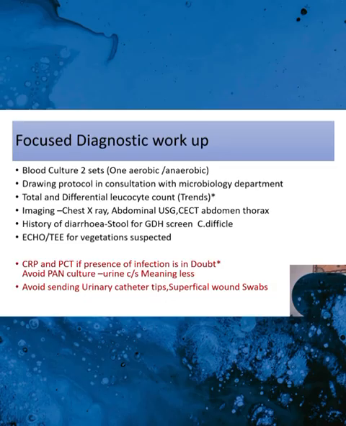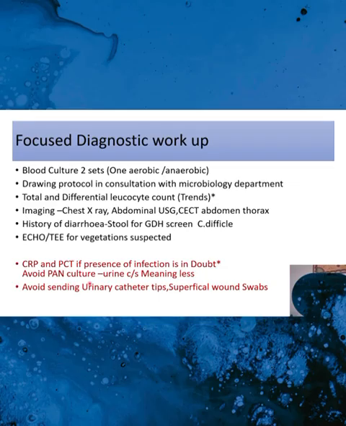If there is a history of diarrhea, glutamate dehydrogenase is a very good sensitive screening test for stool for Clostridioides difficile infection. Echo and TEE if you are suspecting vegetation and a new murmur. Now coming to other biomarkers like C-reactive protein and procalcitonin, they should not be relied on if you are suspecting sepsis. In fact, these biomarkers may have negative predictive value to rule out sepsis. So when I think of a non-infectious cause, I usually send CRP and PCT to support the diagnosis. But if they are positive, it doesn't mean the patient has sepsis. It may be useful in some studies to de-escalate the antibiotic.